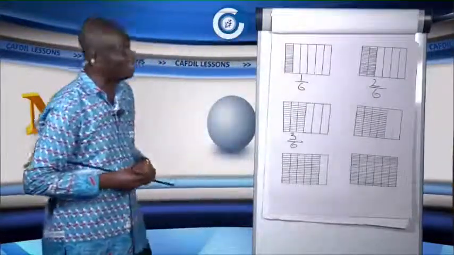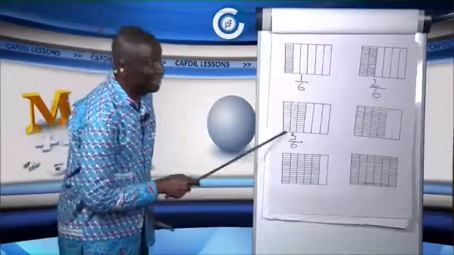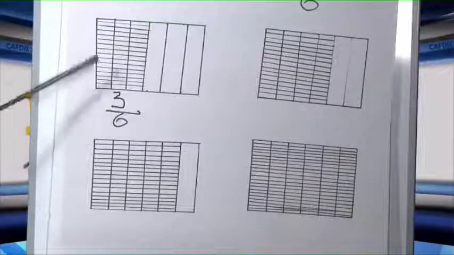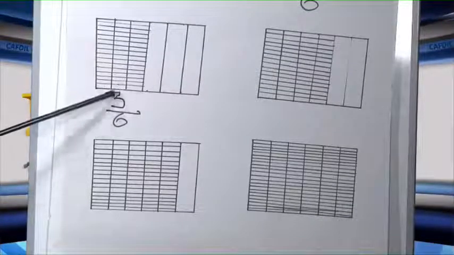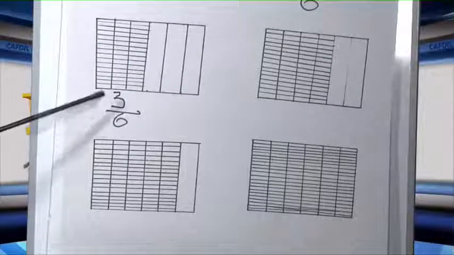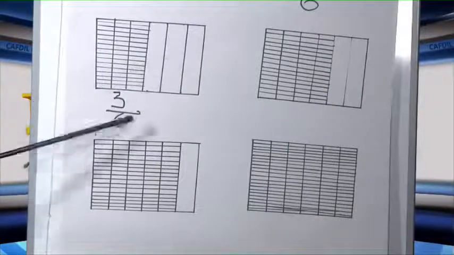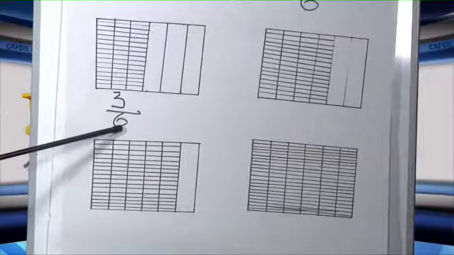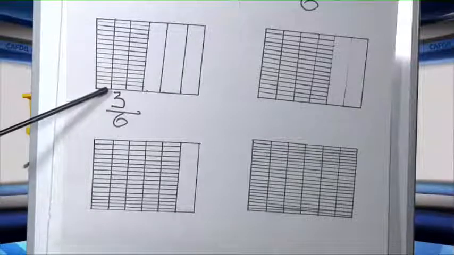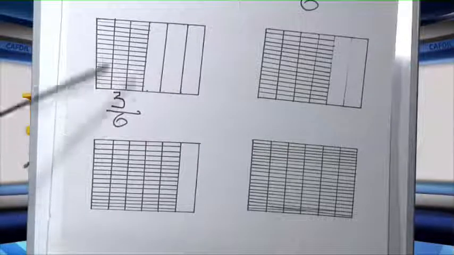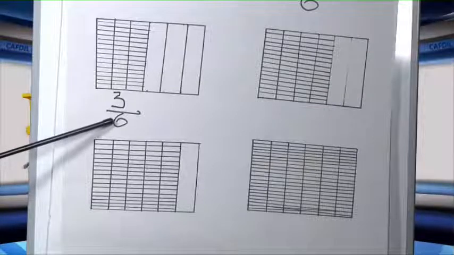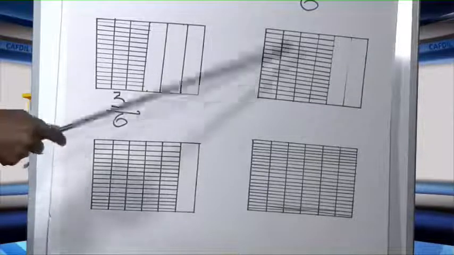What fraction is this? 3/6. The 3 that we have shaded, here it is. And the 6 parts that we have, here it is. So what fraction is this? 3/6. You are doing well. Let's continue.